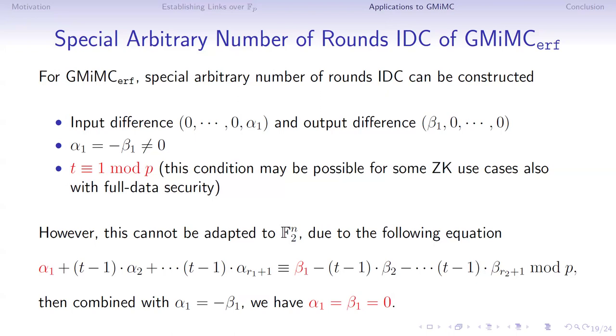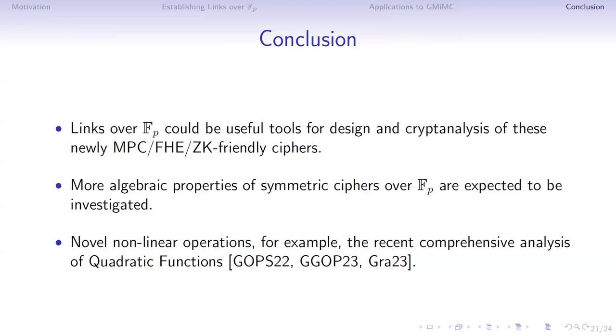Okay, to come to a short conclusion. Links over the prime field can be useful tools for the design and cryptanalysis of these newly proposed MPC and ZK-friendly ciphers, and more algebraic properties of symmetric ciphers over the prime field are also expected to be investigated, especially Gröbner basis attacks. Novel nonlinear operations could also be explored, for example the recent comprehensive analysis of quadratic functions. I think if more properties of these nonlinear operations can be combined with the structural properties, maybe more interesting results are expected. Okay, thank you.